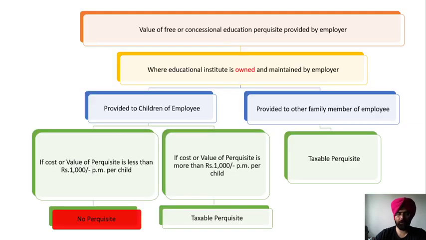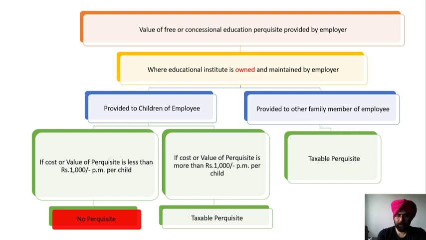So under the head income from house property, we have discussed the various allowances and perquisites. The complete lecture is available on my profile on unacademy.com/plus website, which you can refer to if you are a paid subscriber. Now, the value of free or concessional education perquisite provided by the employer, where the educational institution is owned and maintained by the employer: there can be two cases. First, the education is provided to the children of the employee; second, it is provided to other family members of the employee.